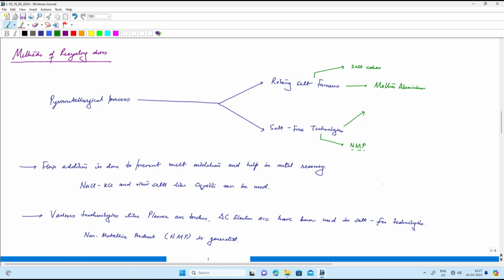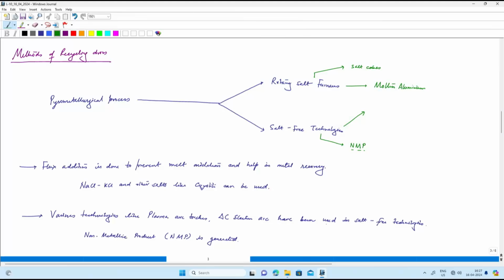So rotary salt furnace is basically a furnace that can rotate. It consumes salts. And what are the salts that are normally used? NaCl, KCl and other salts like cryolite can be used for the mixing of the salt fluxes, and this mixture is used here. So NaCl, KCl with cryolite is one example, or KBr could be another example, and this is used in the RSF.